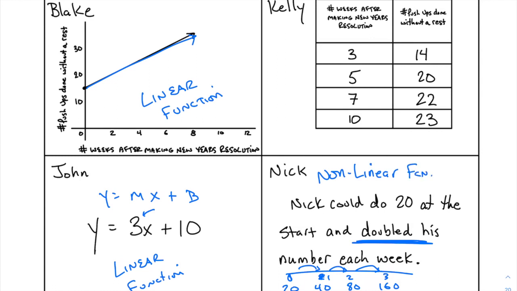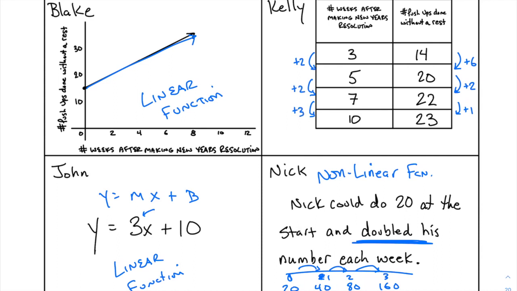And in our table, we have to go ahead and look at this, right? So I'm going to do the same thing. 14 to 20 is up 6. I'm going to use a plus for up. 20 to 22 is up 2. 22 to 23 is up by 1. Now I'm going to come over here and do the same thing. 3 up 2 gives me 5. 5 up 2 gives me 7. And 7 up 3 gives me 10.